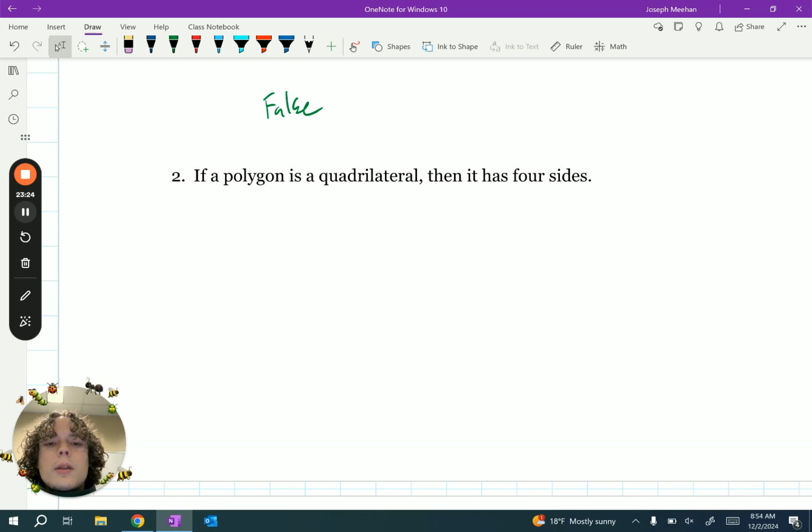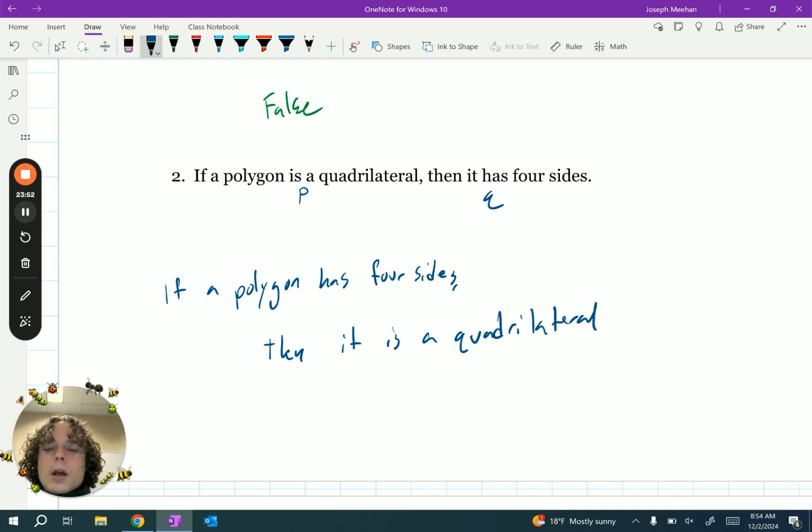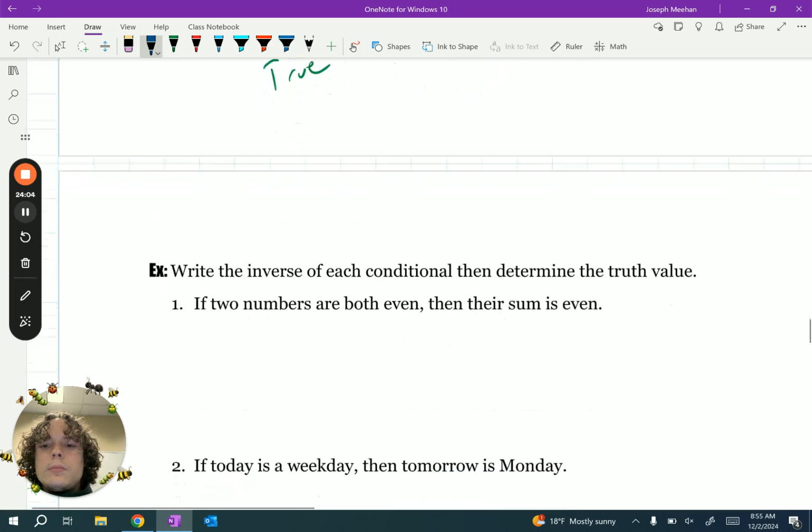What about number 2? It says if a polygon is a quadrilateral, then it has 4 sides. So here, that's the hypothesis. This is the conclusion. And we're going to flip-flop them to make it say if a polygon has 4 sides, then it is a quadrilateral. Is this true? Yeah, that's like the definition of being a quadrilateral, having 4 sides, right? So if a polygon has 4 sides, then it is a quadrilateral. That's true. There we go.